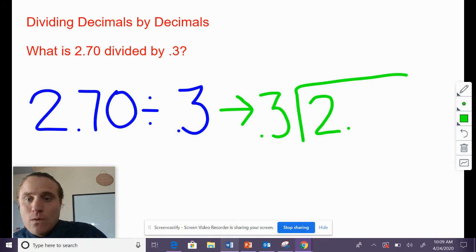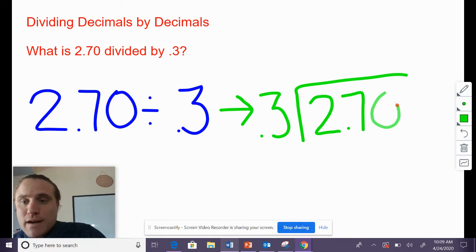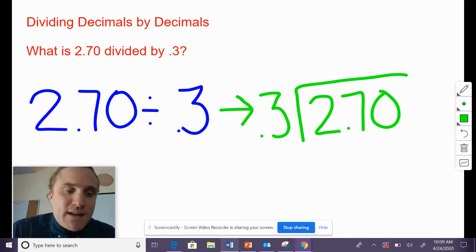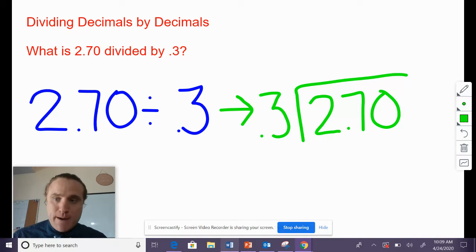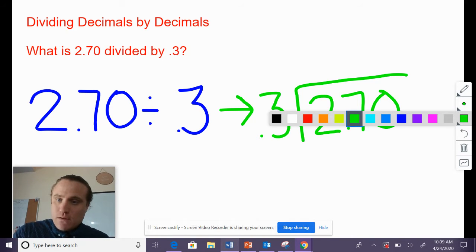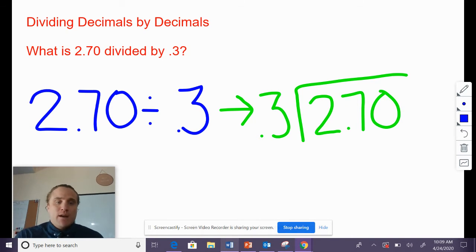So remember, we're dividing 2 and 7/10 by 3/10. So our divisor has to be 3/10. It goes outside of the box. Now we have to start solving this. I can't solve it with the decimal point in the divisor. I need to get that out.